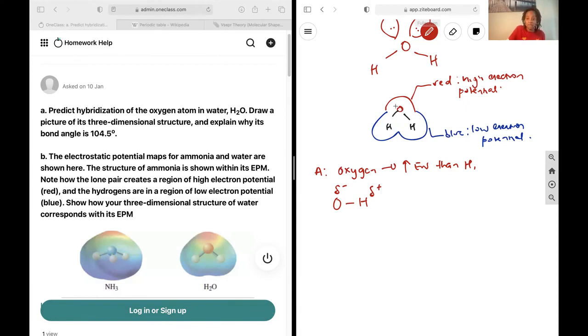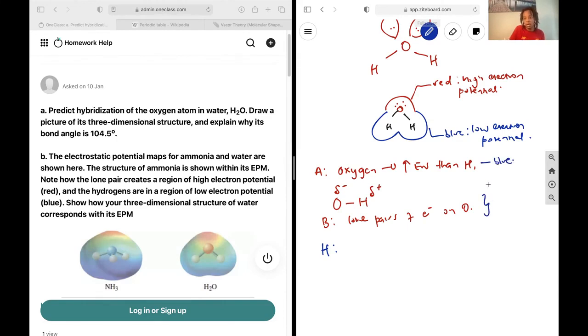Additionally, we have the fact that there are two lone pairs of electrons around the oxygen, and so that's going to increase its electron potential too. And so that explains why this area is going to be red due to those two factors. And the region around the hydrogens is going to have a low electron potential because the electrons are simply closer to the oxygen due to its electronegativity. And so this will explain both the red and the blue.